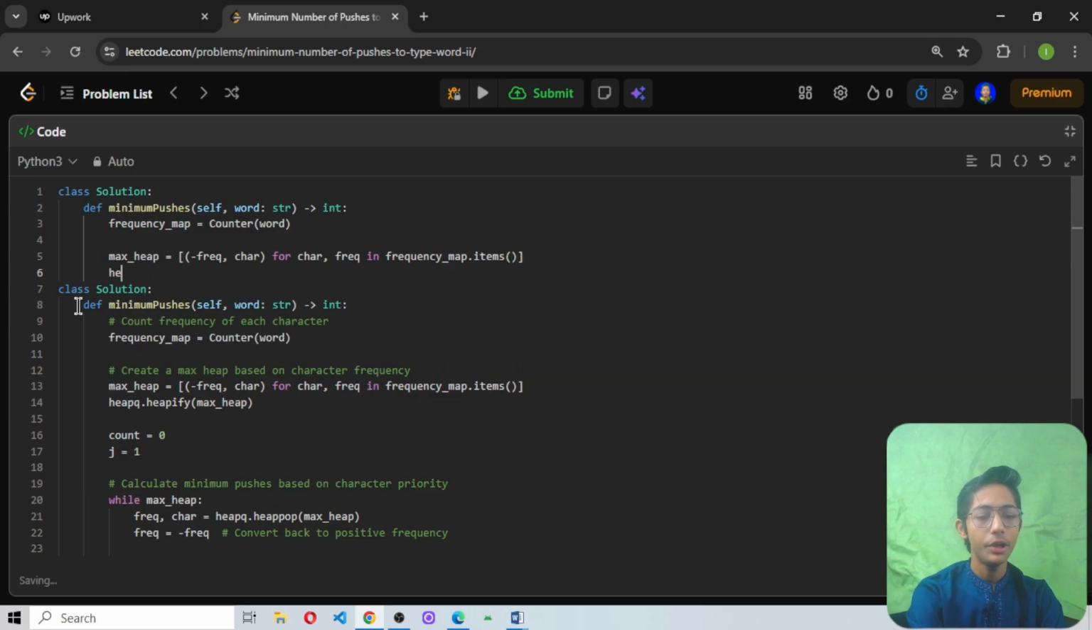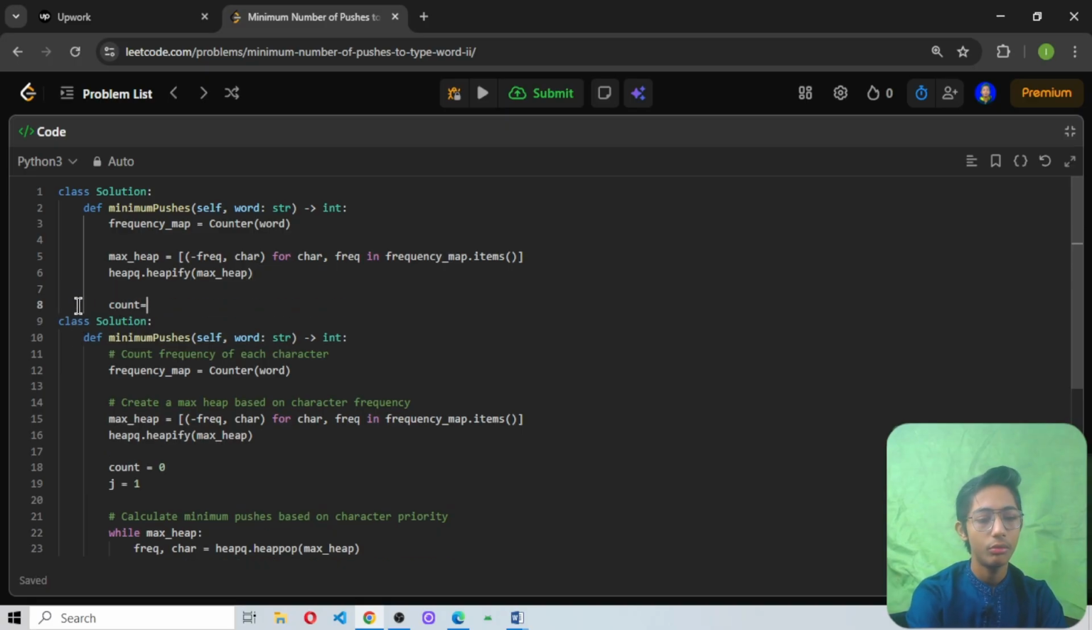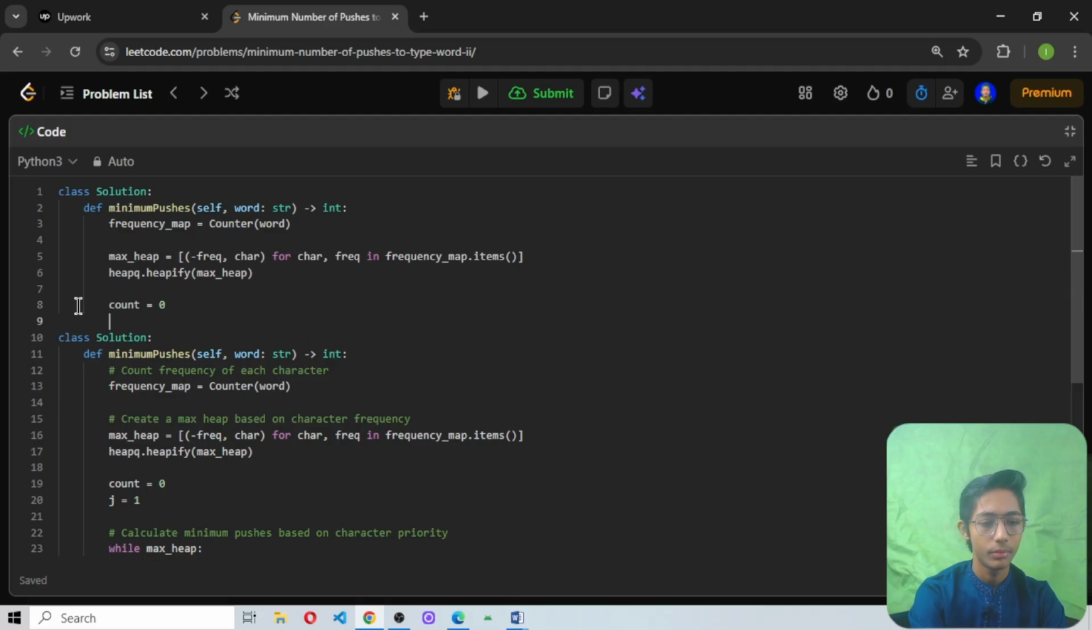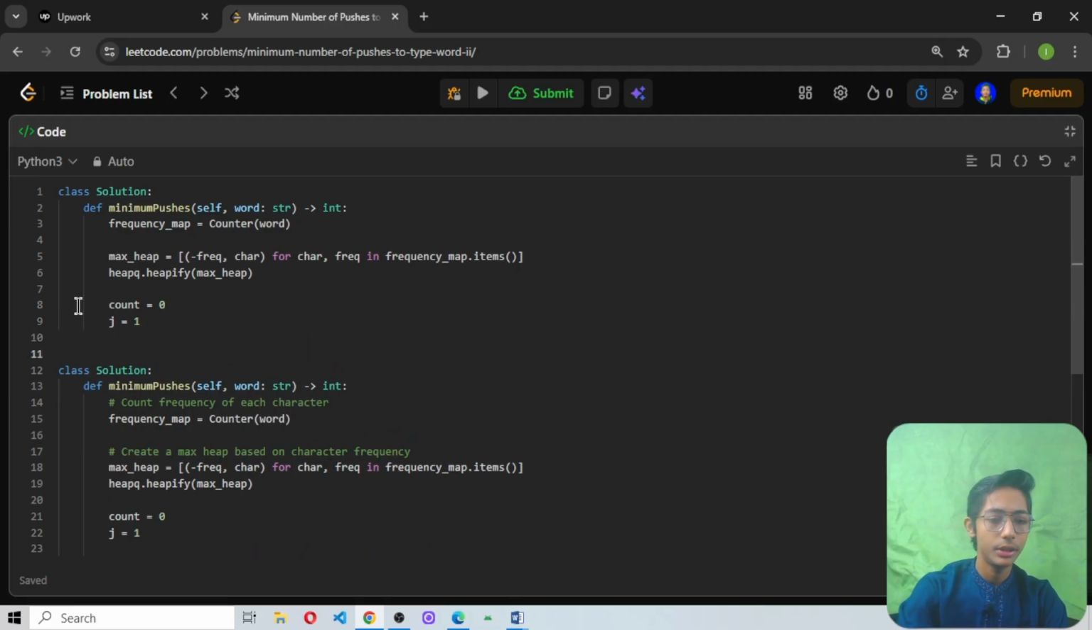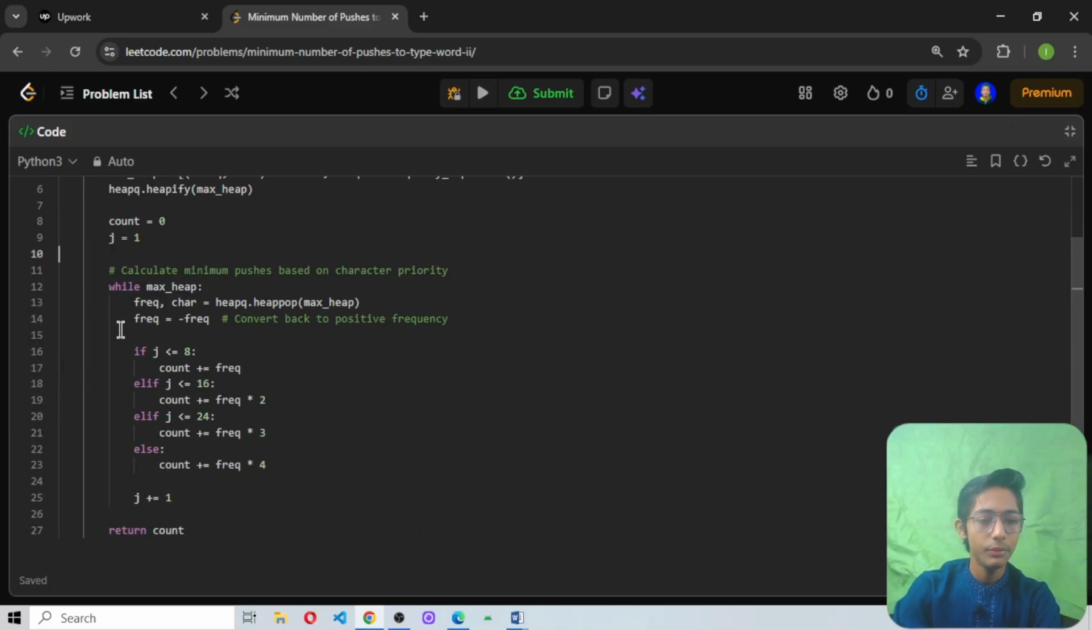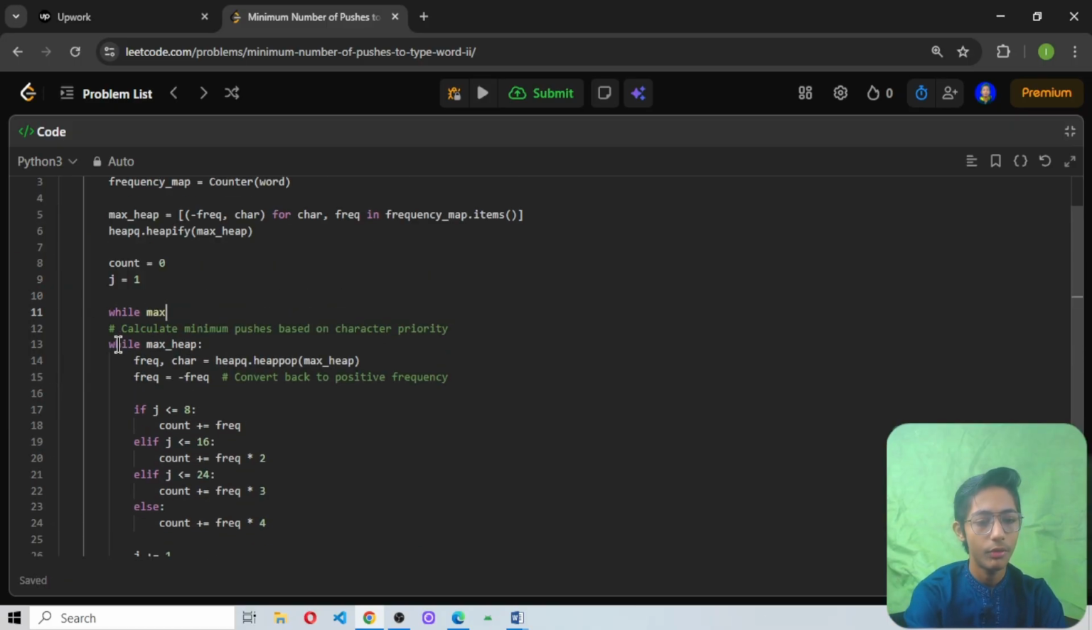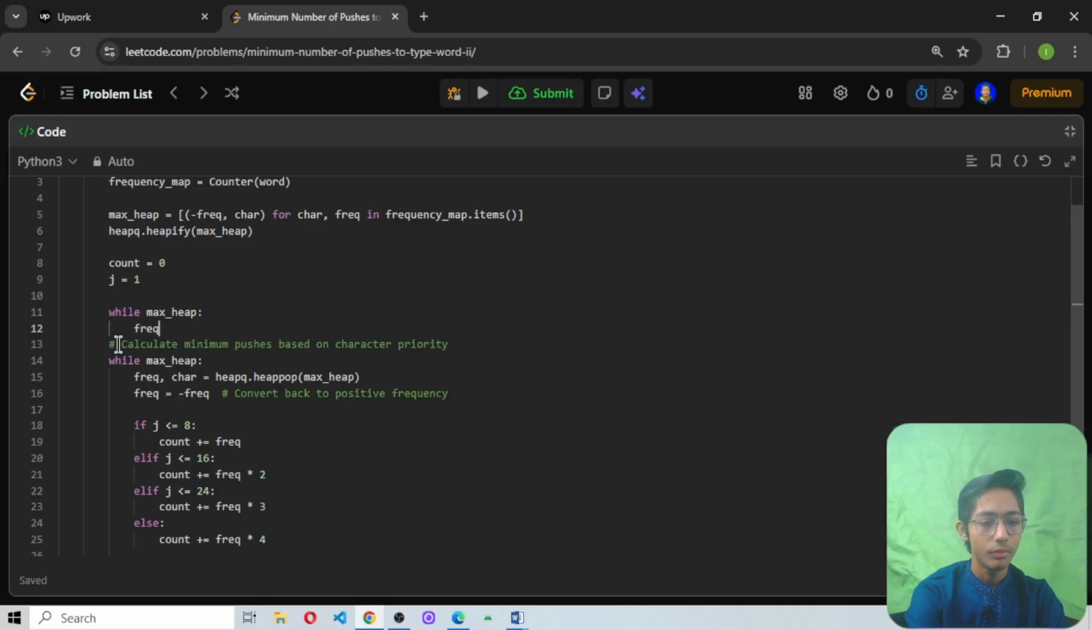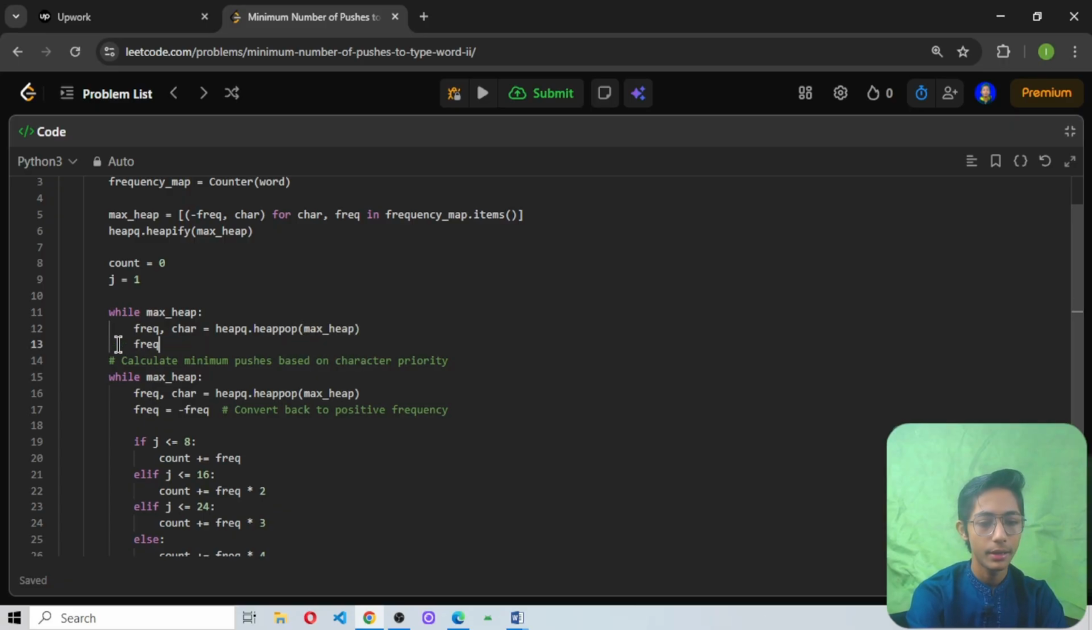Perfect. Now we call heapq.heapify(max_heap). After defining this max heap, we define count equals 0, j equals 1. Then, while max_heap, frac, char equals heapq.heappop(max_heap).